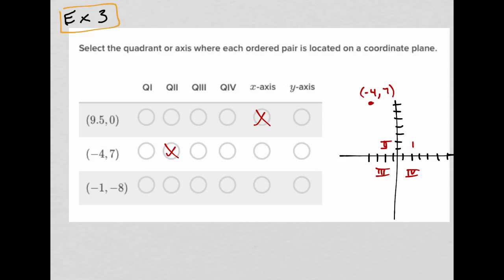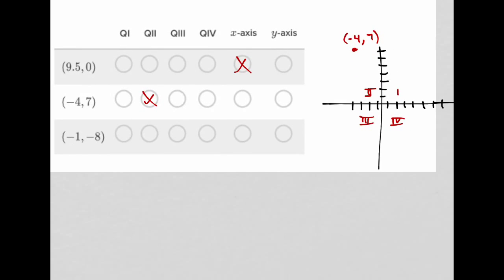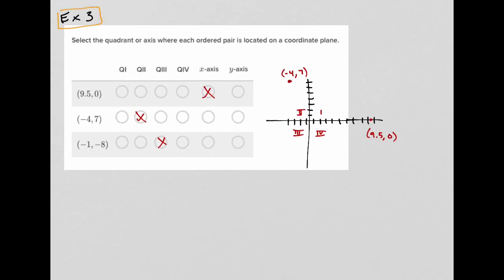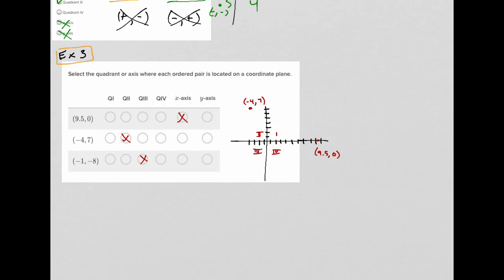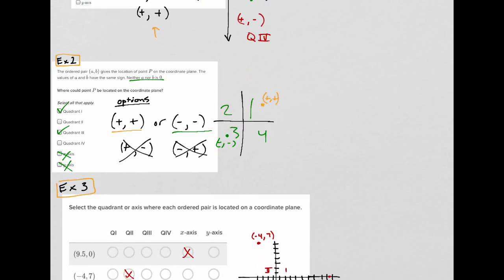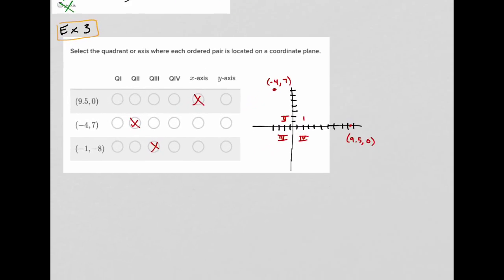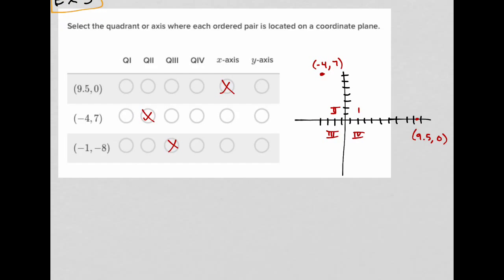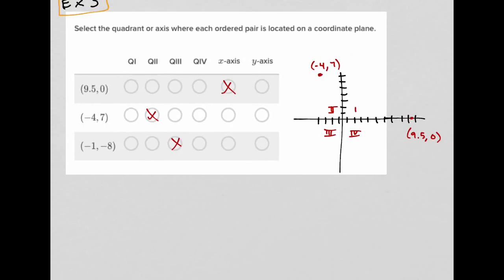So we mark that. And then negative 1, comma negative 8. That would be negative 1 and then down 8. You don't even need to plot these. You could just do them in your head. That would be quadrant 3. Right? And that's how you do that stuff. We'll practice these a lot, so you get used to them, and then you'll do the Khan Academy stuff. It should be pretty easy. Okay. Maybe I'll stop on this one. I think we're done.